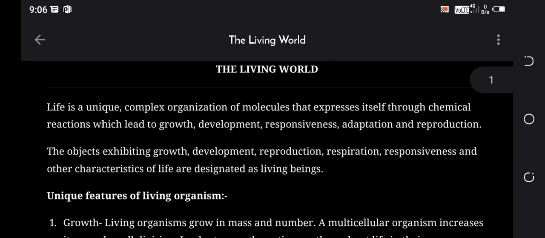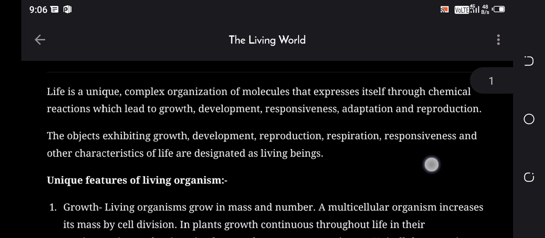I am here to tell you the first chapter of Biology Class 11, which is the Living World. Life is a very unique, complex organization of molecules that expresses itself through chemical reactions, which lead to growth, development, responsiveness, adaptation and reproduction.